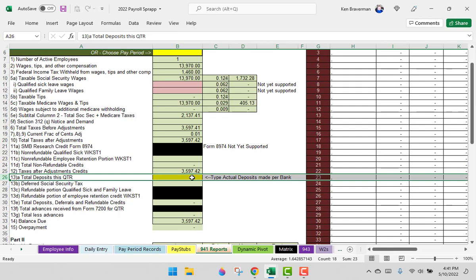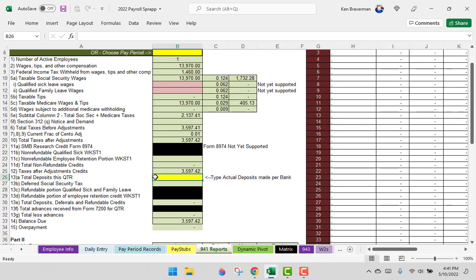So this is what you actually paid. This is when you pull out your bank statement, or you go online and look at what you actually paid the government when you made your EFTPS payments, which you should be doing. If you don't know about doing that, you're way behind in this video. But you do need to be making those payments, and the total of those payments for the quarter is what you're actually going to type right there.